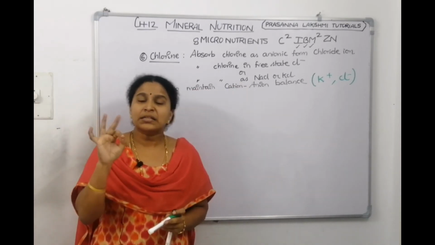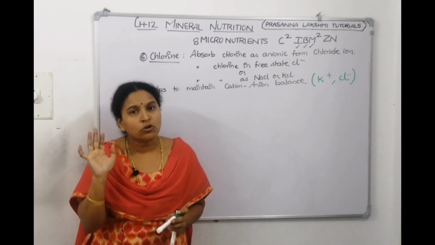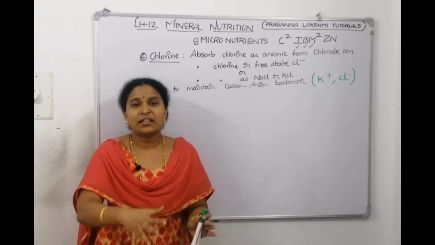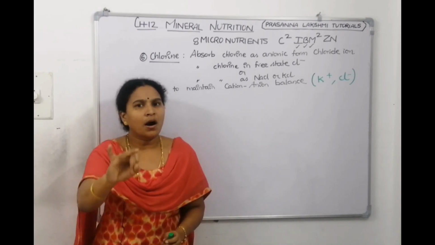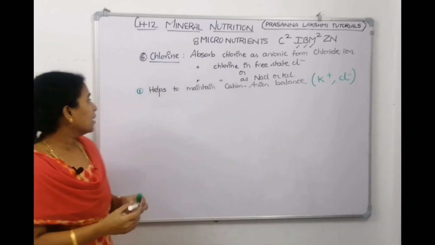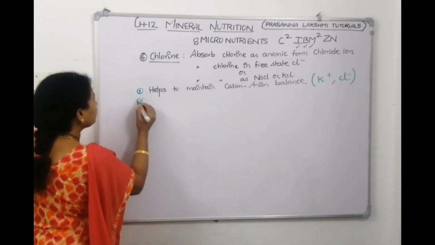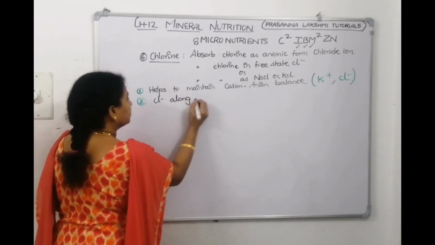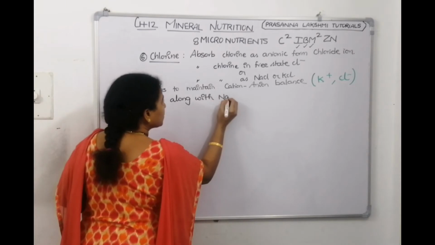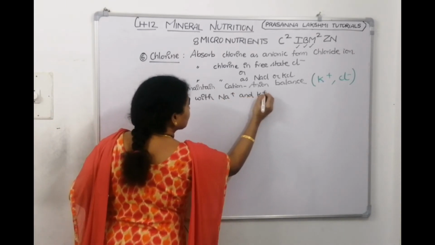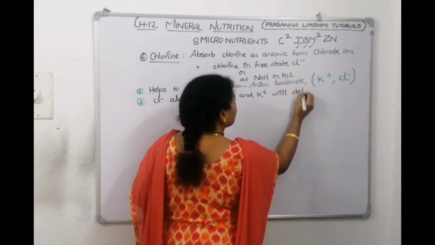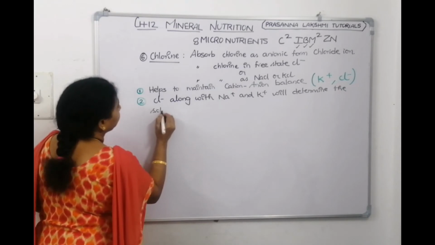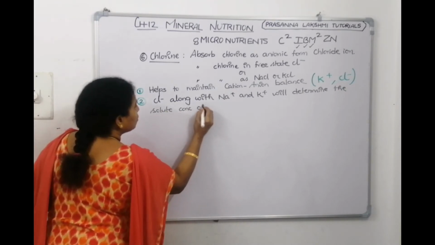That's the first thing. And K plus, Cl minus along with sodium maintain the solute concentration. They determine the solute concentration in a cell. How much solute should be there within the cell? Who will decide? Either K plus, or Na plus, or Cl minus will decide. So our second function is chlorine along with Na plus and K plus will determine the solute concentration of the cell.